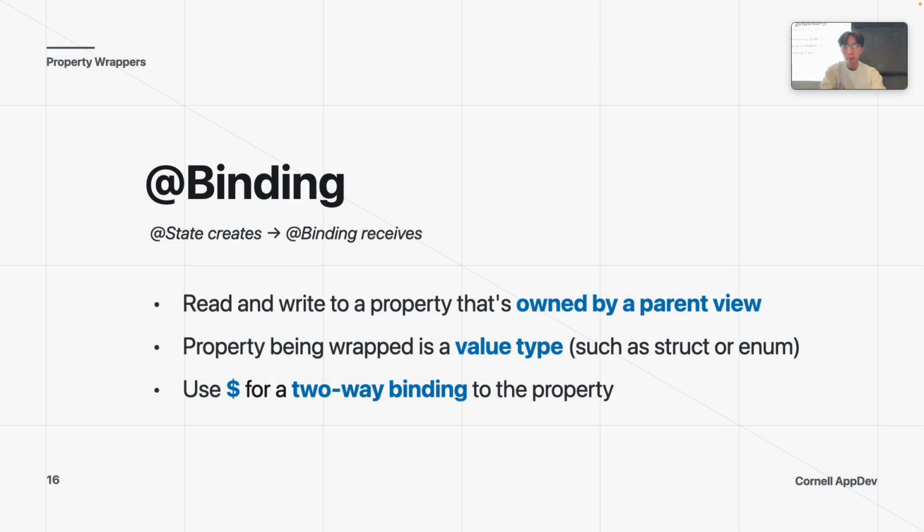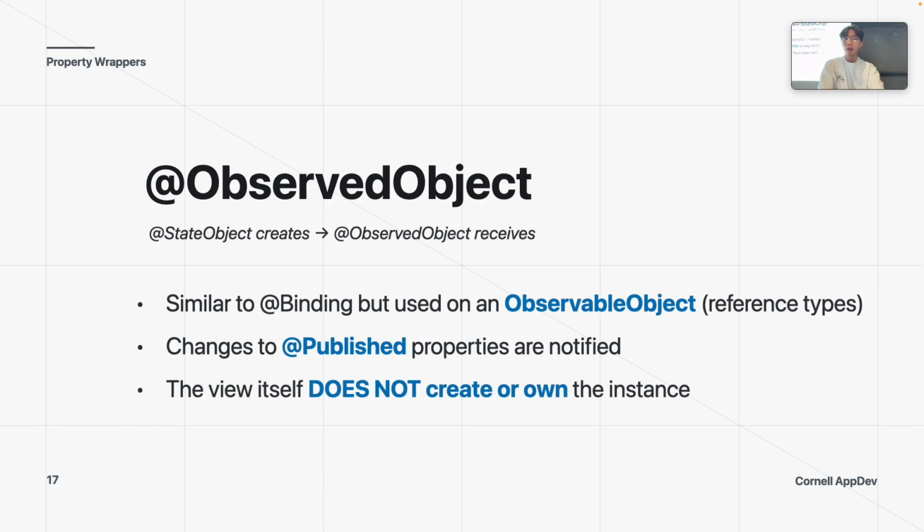So it's similar to @State. You can use a $ sign to create a two-way binding, which is a read and a write. And you want to use this for value types, not reference types. For reference types, similar to @StateObject, @StateObject creates, @ObservedObject receives. So this is similar to @Binding, but for reference types.